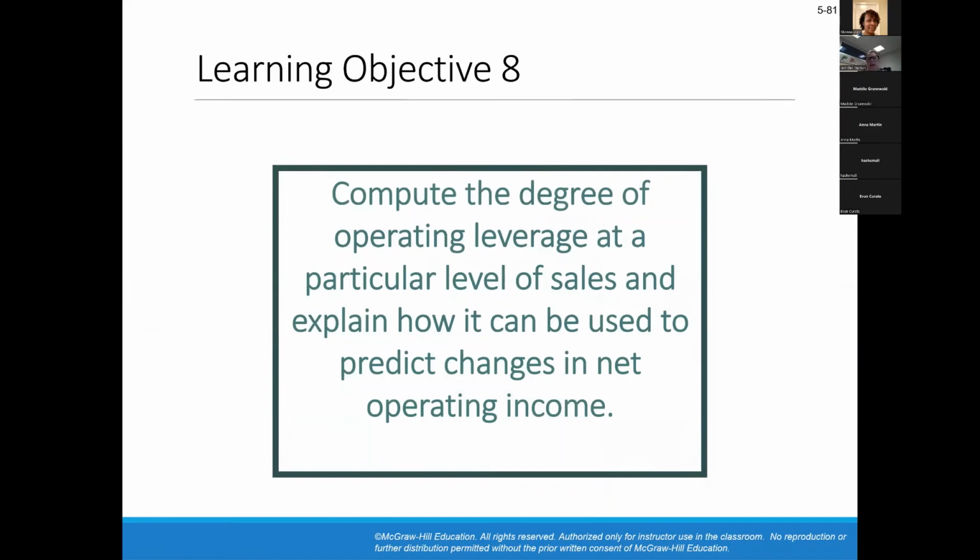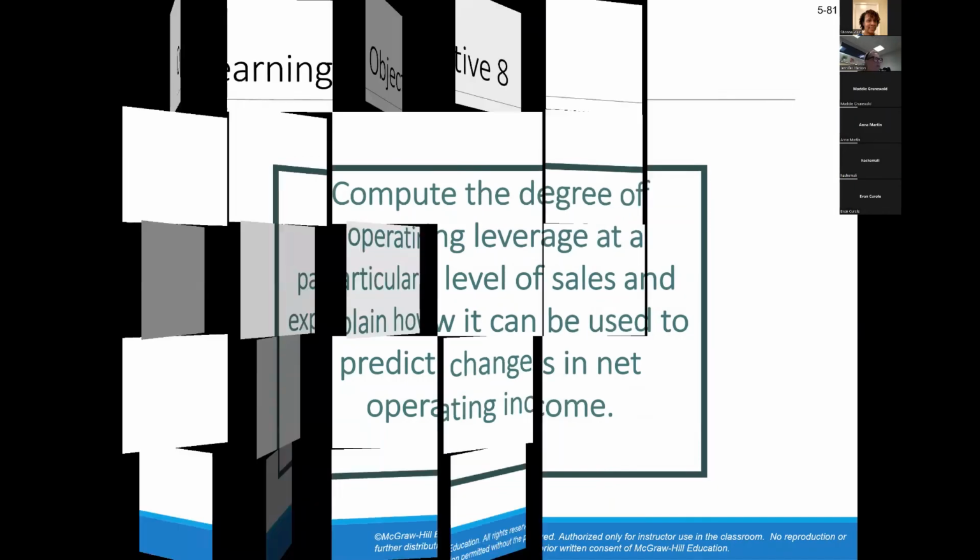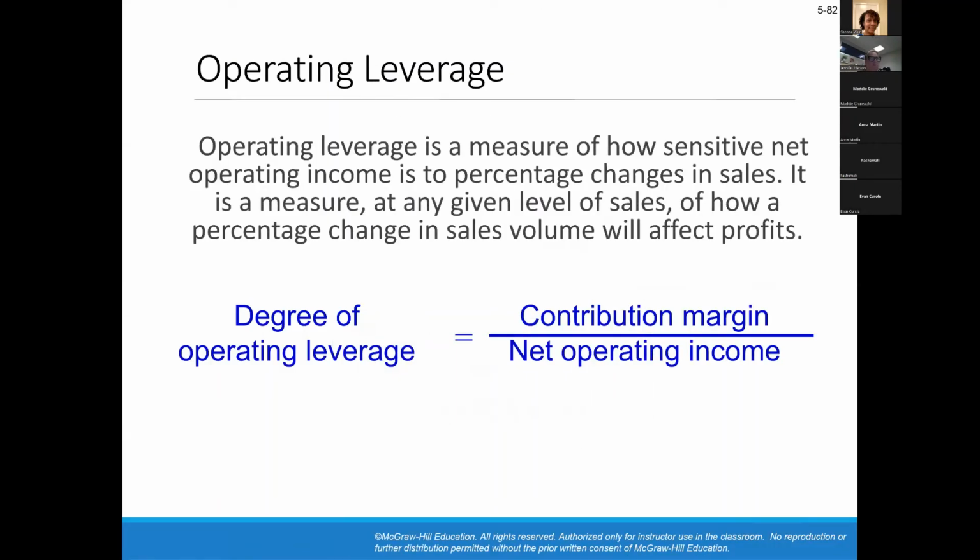All right, so we're going to look at degree of operating leverage. This is another formula that you want to jot down. Degree of operating leverage is your contribution margin over your net operating income. Now the trick here is maybe they don't give you your net operating income. You may have to calculate that out. So you have to remember how we calculate it in order to put that into the formula to come up with your degree of operating leverage.